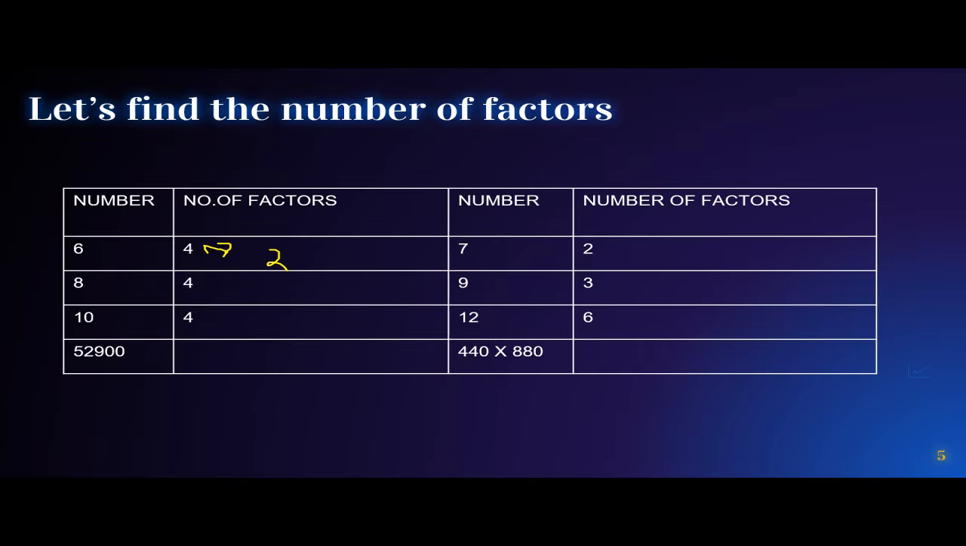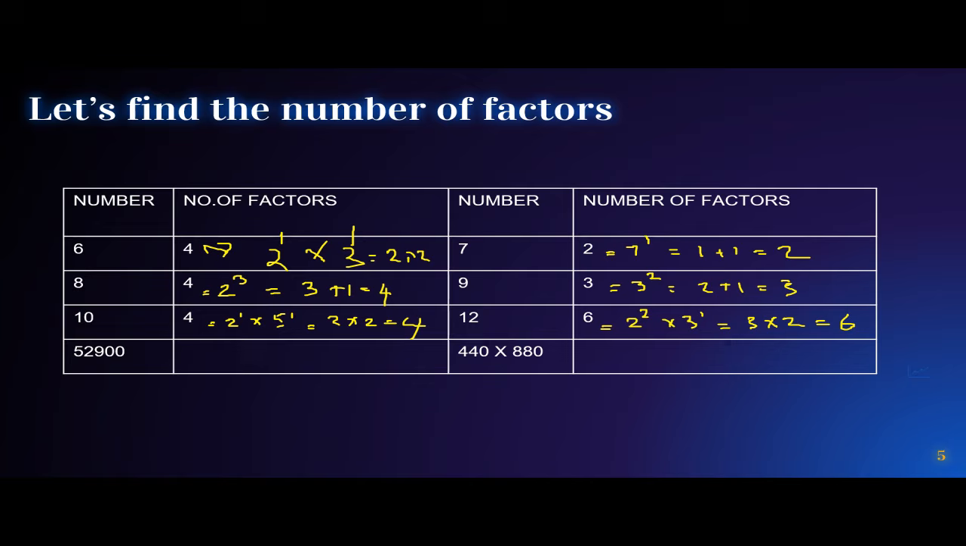So 6 we can write as 2 into 3. So 2 power 1 into 3 power 1, which is in the form of a power p into b power q. We have already said that a and b don't matter. We are only focused on p and q. So p plus 1 is 2, and q plus 1 is 2. So 2 into 2 gives you 4. So 4 is your number of factors.